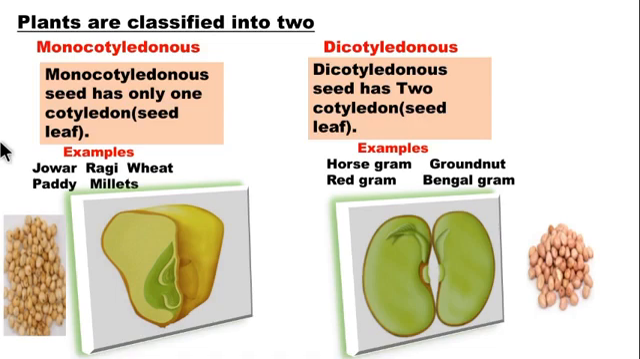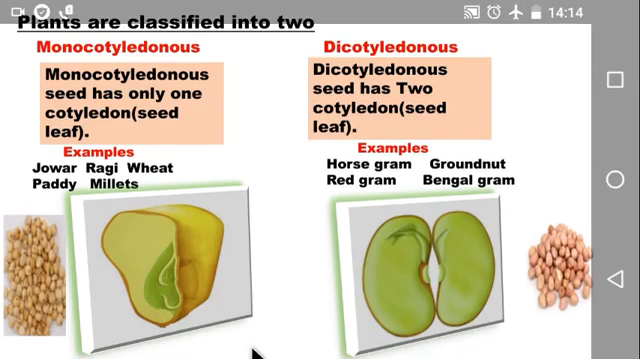In dicotyledons, di means two. What do you mean by dicotyledons? Dicotyledon seeds have two cotyledons. It means two leaves will sprout during germination. So here we can see germination and two leaves. For example, groundnut, horse gram, red gram, bengal gram, etc. In the case of monocotyledons, only one leaf sprouts, as we can see here. So these are monocotyledons and dicotyledons.